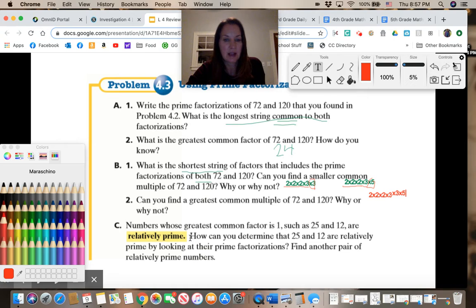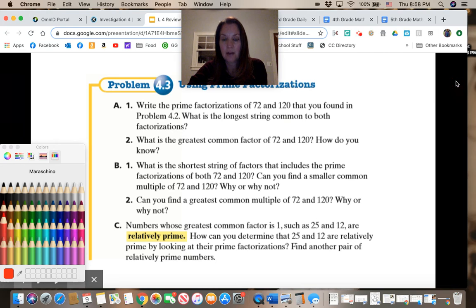This next part was asking you to look at the idea of relatively prime. So 25 and 12 are relatively prime. We could tell because they only had 1 as a common factor. Find another pair of relatively prime numbers. In C, they said 16 and 9. You could say 12 and 13. You could say 4 and 15. You could not say 2 even numbers because they would definitely have an additional common factor. Their additional common factor would be 2.